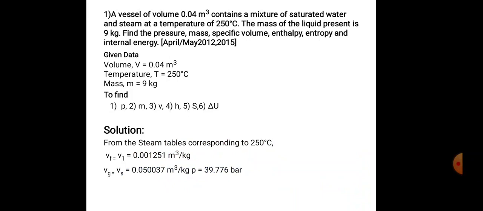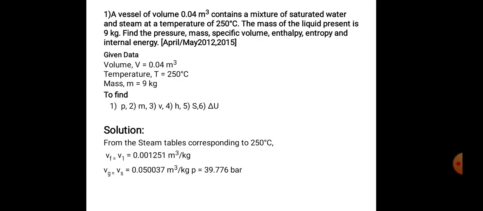In the first problem, a vessel of volume 0.04 meter cube contains a mixture of saturated water and steam at a temperature of 250 degrees centigrade. The mass of the liquid present is 9 kg. Find the pressure, mass, specific volume, enthalpy, entropy and internal energy. This is one of the Anna University questions, from the April/May 2012 and 2015 question papers.